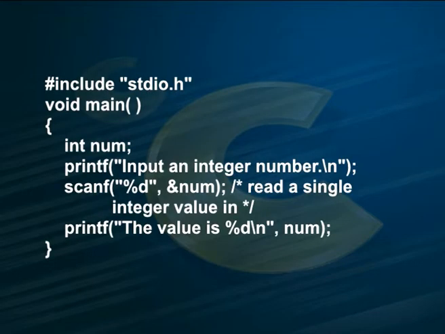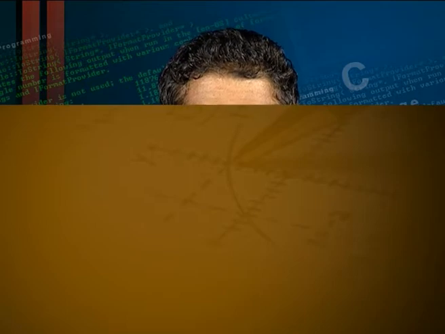#include <stdio.h> void main() { int num; printf("input an integer number"); scanf("%d", &num); printf("the value is %d\n", num); } Instead of reading in a single character, an integer value is read from the keyboard with a function named scanf. This function is very similar to the printf that is used for output.